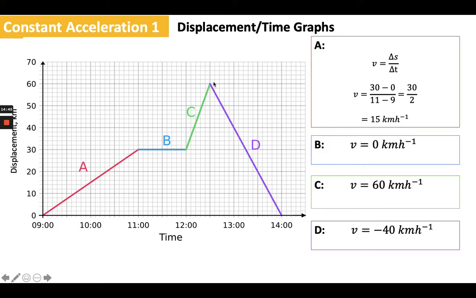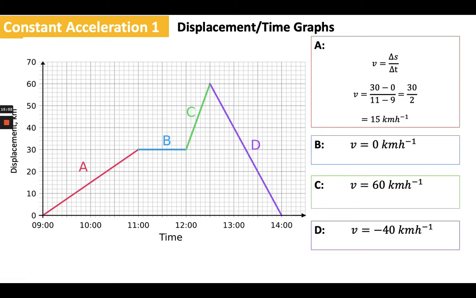Now, we can see that because the gradient of this line is clearly negative compared to the gradients of these, which will be positive. And I'm hoping as well that we should see straight away, and didn't really need to calculate, that the velocity at part B is zero, because there's no rate of change. There is no gradient at that point.